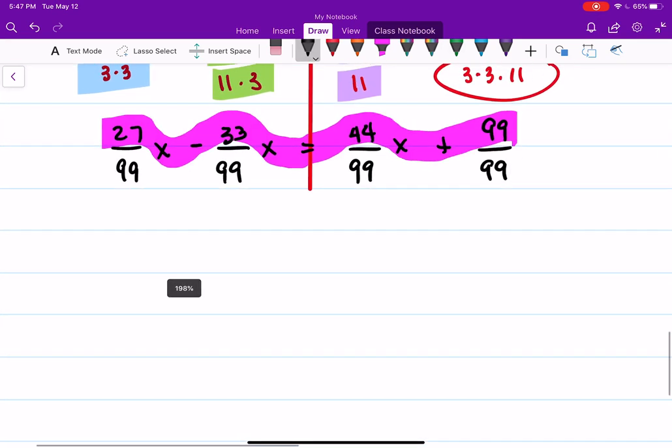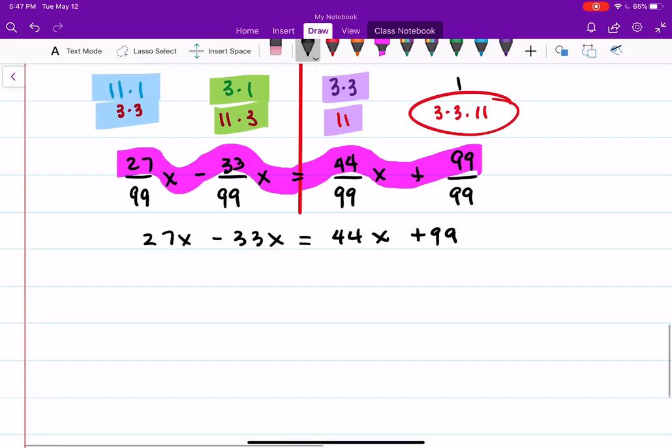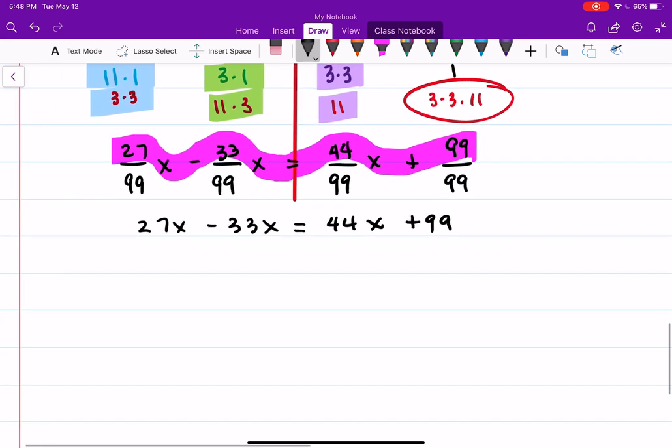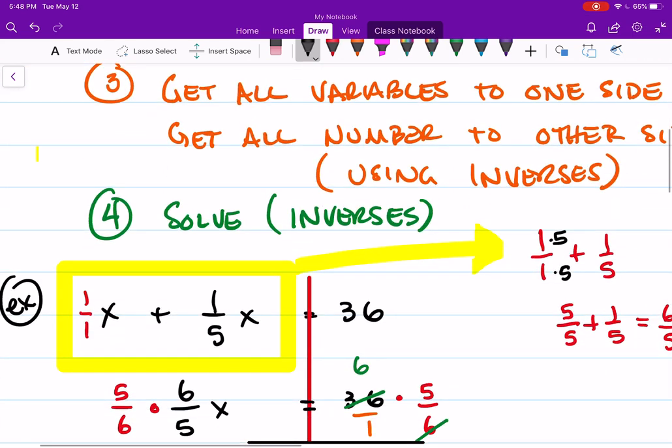You're like, what the heck are you doing? So in other words, I can write 27x minus 33x is equal to 44x plus 99. Okay, everybody see that? If I get all the denominators the same, I can just write the numerator, or the top, as my equation. Now this only works for equations and equations only, okay? So there we go.